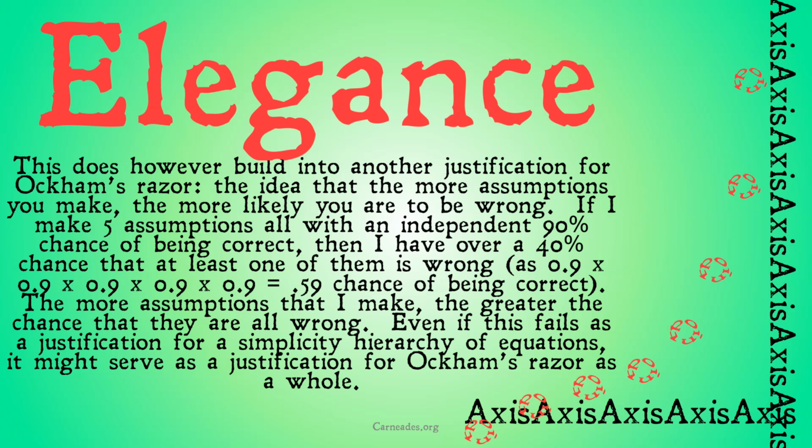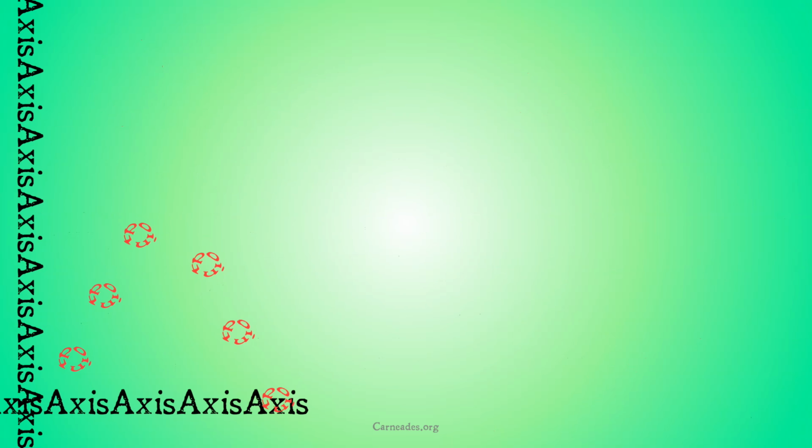And so there's a good chance that at least one of them is wrong, even though all of them were pretty likely to begin with. The more assumptions that I make, the greater the chance that they are not all right. Every time you make one additional assumption, assuming it's not perfectly certain, you will reduce your overall likelihood. Even if this fails as a justification for the simplicity hierarchy of equations, it might serve as a justification for Occam's razor as a whole.